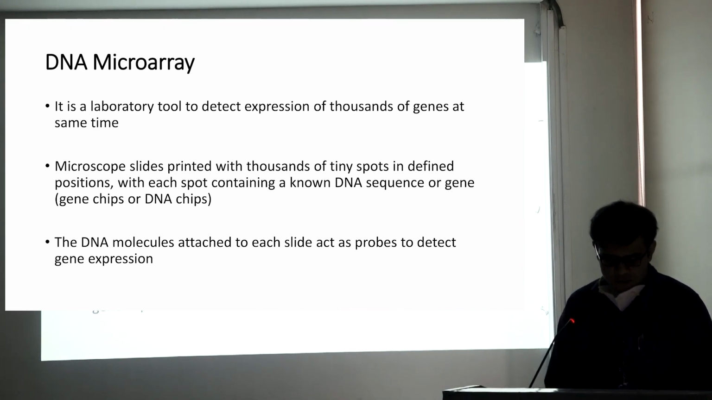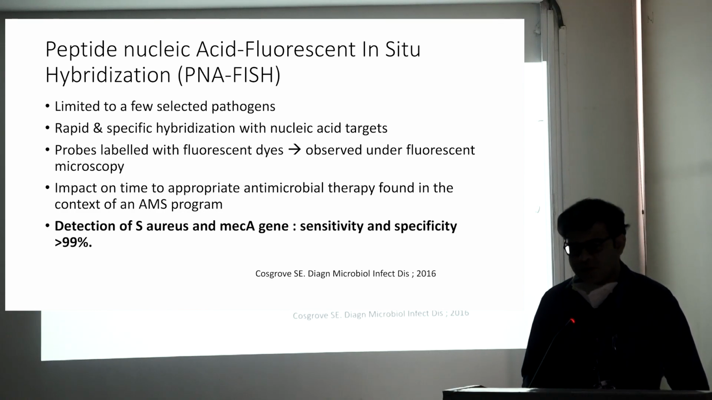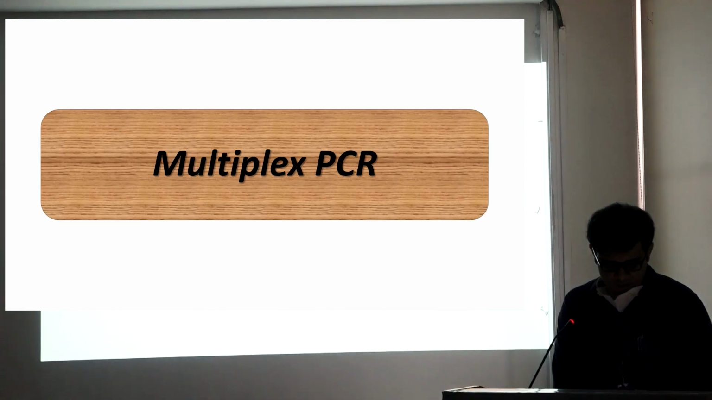Now about this, it is the same thing, microarray. You can do multiple PCRs together. And this is PNA FISH. Again, this is only in the research labs. It is not very commonly used. It is mostly used for detection of Staph aureus and the mecA gene. So detection of MRSA is possible through this, only in the research labs.